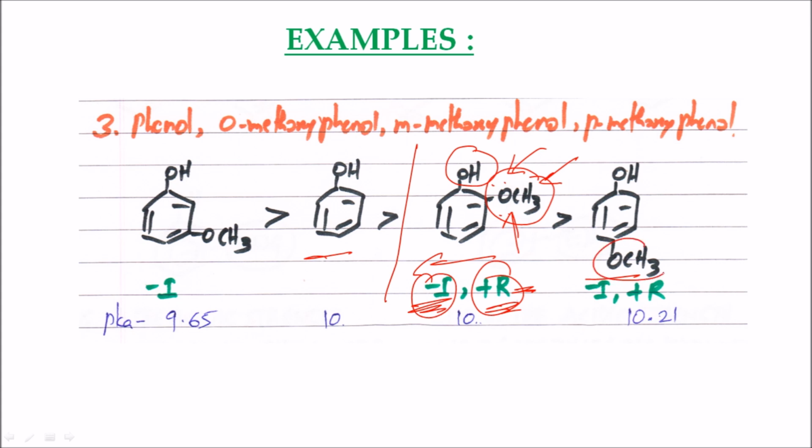In the case of para-methoxyphenol, there is no repulsion, right, because they are far away. So there is easy delocalization possible. It can give electrons very easily to the phenoxide ion. If it can give electrons easily, it means it is destabilizing the phenoxide ion. And if the phenoxide ion is getting destabilized, that should have the least acidic strength. So para-methoxyphenol is the least acidic among all four compounds.